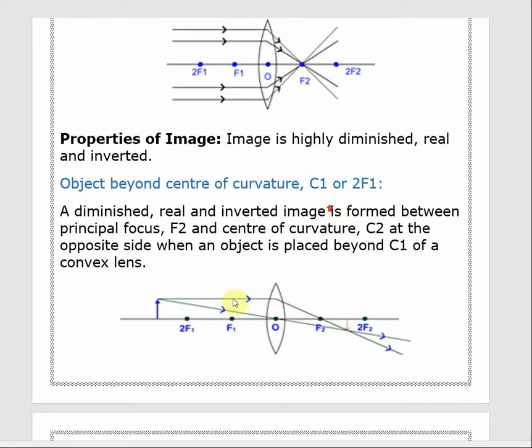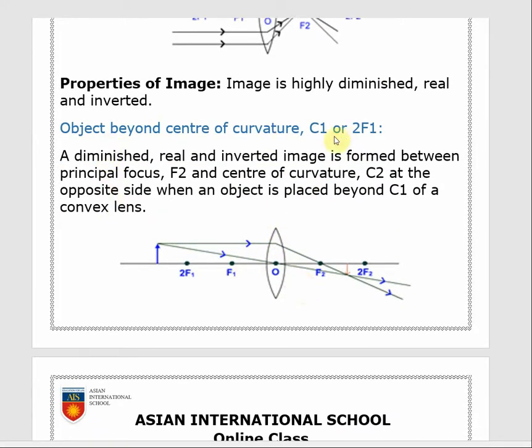In the second case you can see here the object is placed beyond the center of curvature or 2F. So if the object is beyond the center of curvature or 2F, then let's say this arrow is the object, placed up here. Now, just like before, we have to draw a line parallel to the principal axis which will fall on the lens, and another line which will fall on the optical center of the lens. This is the optical center O.